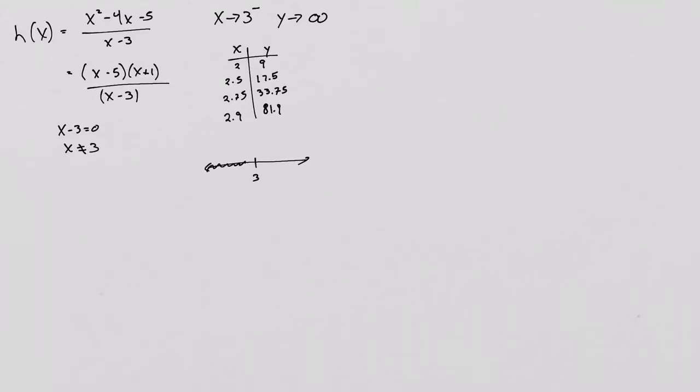Now I need to look and see what happens when x approaches 3 from the right. What does my y approach? So we're going to do the same thing. We're just going to make an xy table. Pick some numbers to the right. So if we're thinking of a number line, 3 is here. It's all the numbers over here. And we want to pick a number as we're going towards 3.